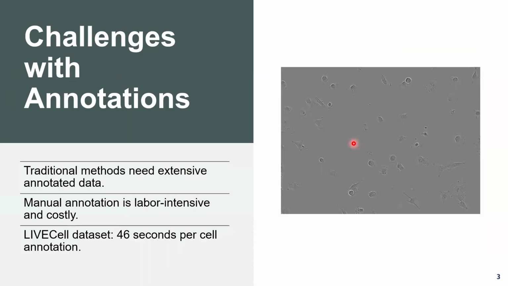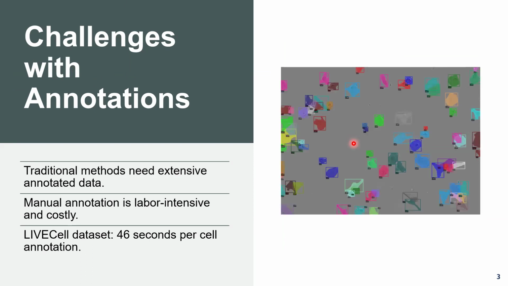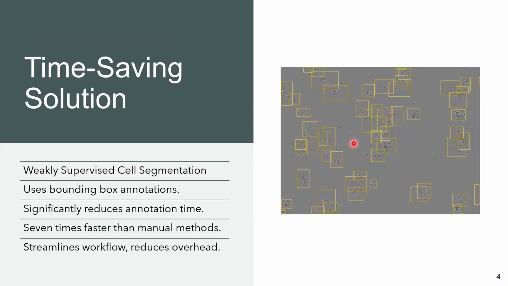So there are certain challenges associated with annotating microscopic data. Traditional methods need extensive annotated data, and manual annotation is labor intensive and very costly. For instance, annotating cells in a live cell dataset takes about 46 seconds per cell, highlighting the inefficiency of traditional methods. So in order to overcome that issue, we propose a time-saving solution which requires only bounding box annotation, significantly reducing the annotation time. This approach is approximately 7 times faster than the traditional manual segmentation methods. By using only bounding boxes, we streamline the workflow and reduce overhead, making the process more efficient.